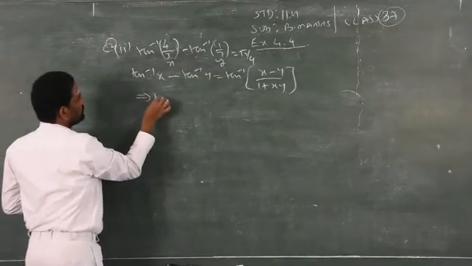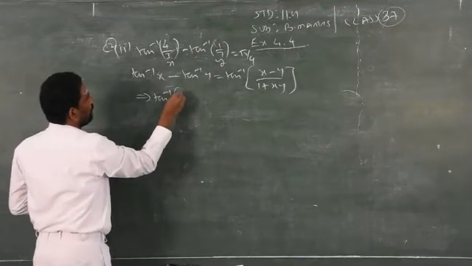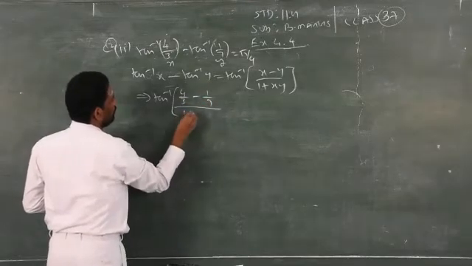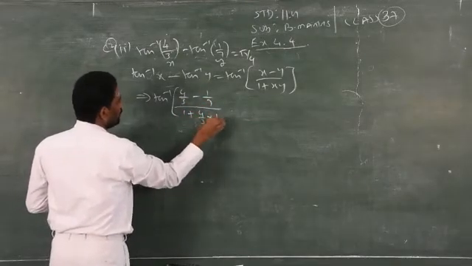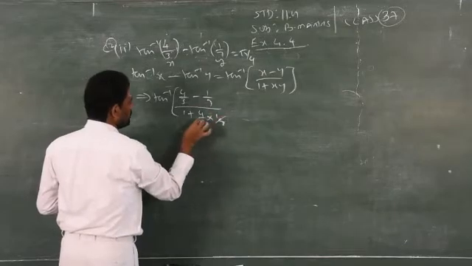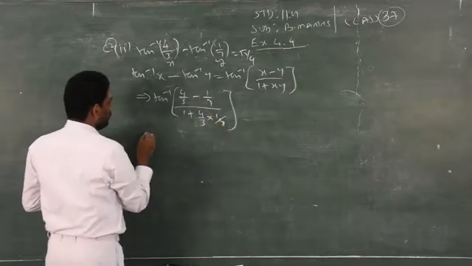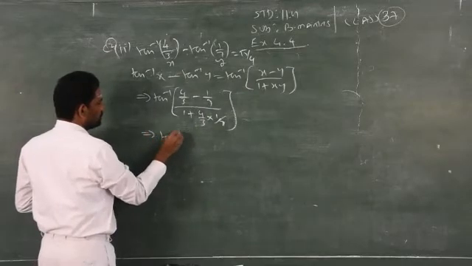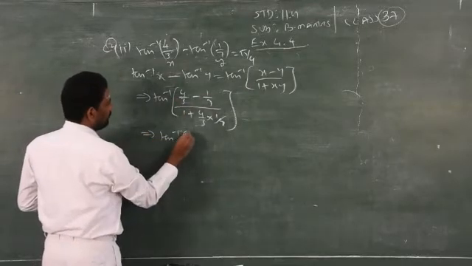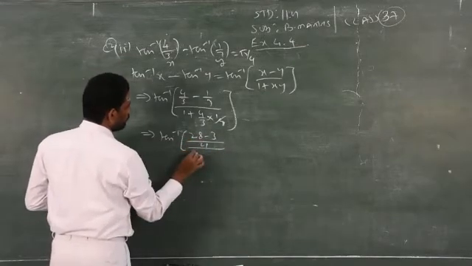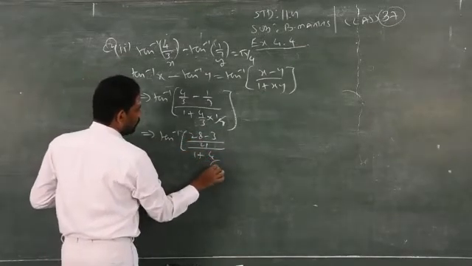So which implies tan inverse of 4 by 3 minus 1 by 7, over 1 plus 4 by 3 into 1 by 7. Just you have to substitute and multiply. So it will give you tan inverse of, cross multiply, 28 minus 3 by 21, over 1 plus 4 by 21.